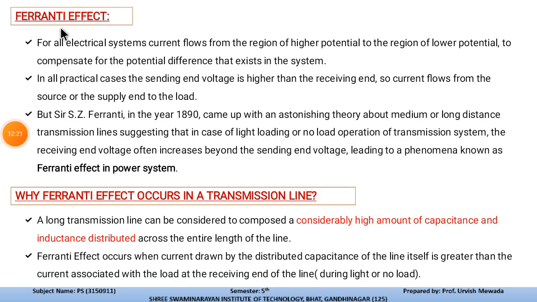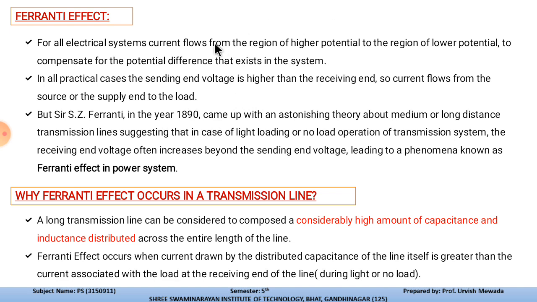Now let us discuss the Faraday effect in the power system. Basically, the power which flows in the transmission line has a tendency to flow from higher potential to lower potential. For all electrical systems, current generally flows from the region of higher potential to the region of lower potential, to compensate the potential difference that exists in the transmission system.